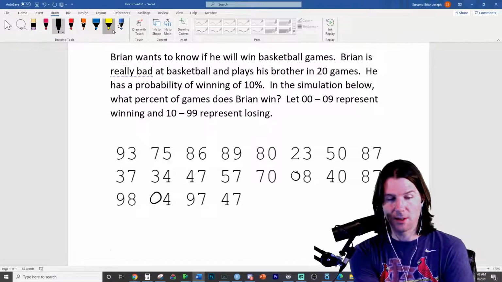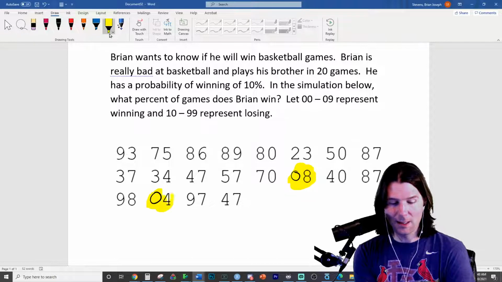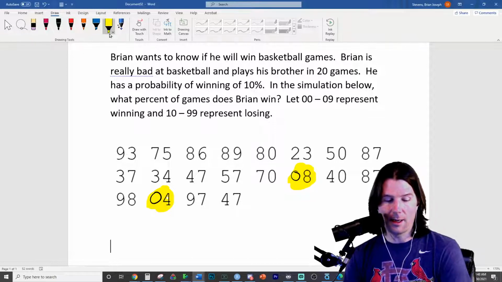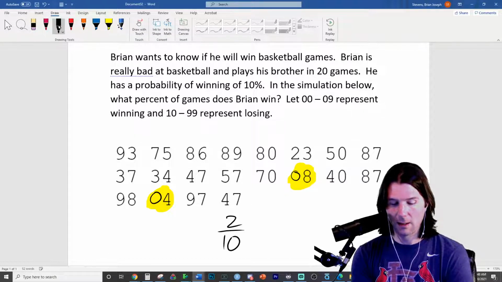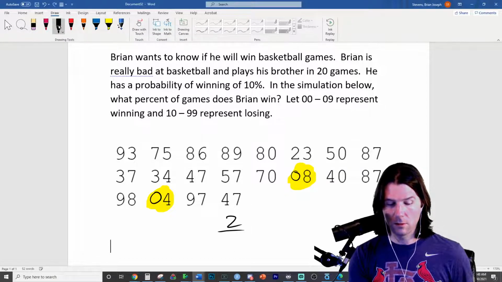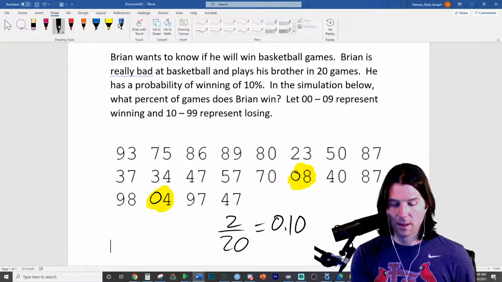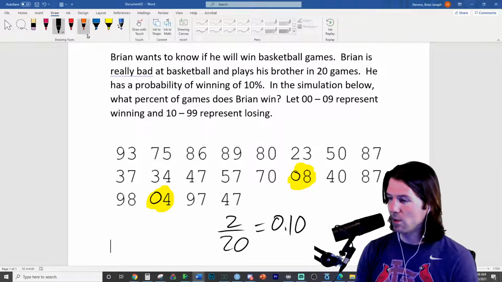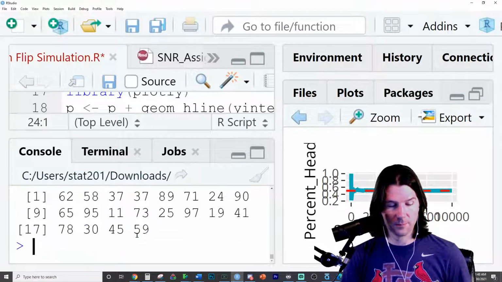I'm pretty sure, because I had to put the zeros before them, so that kind of helped me find the ones. Unless I'm misreading, I win 10% of the games, and so we would say 2 divided by 10... I was like, that's not right. So we'll rerun it here. Great job, Molly. Let's rerun the simulation.